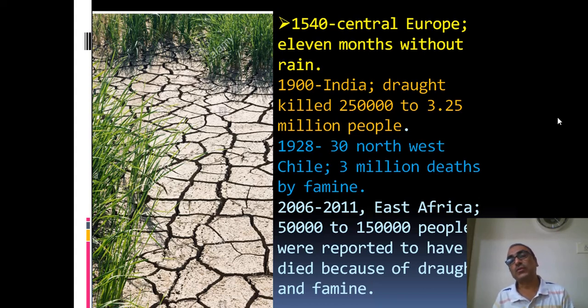In 2006 to 2011, in the eastern part of Africa, around 50,000 to 150,000 people are reported to have died because of the drought and famine. See how serious a problem this is. So we have to think of avoiding drought, finding solutions so that such natural calamities no longer affect human life.